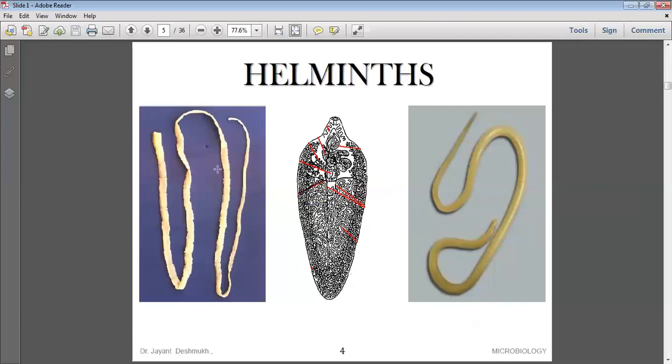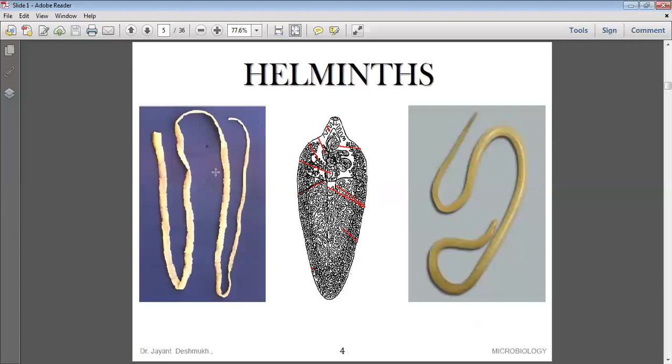Organ of attachment: in cestodes, they are suckers and hooklets. The head with the organ of attachment is known as the scolex. They attach with suckers and hooklets. In trematodes, suckers are present, hooklets are absent. And in the last one, no suckers, no hooklets, but a buccal cavity with teeth is present in nematodes.